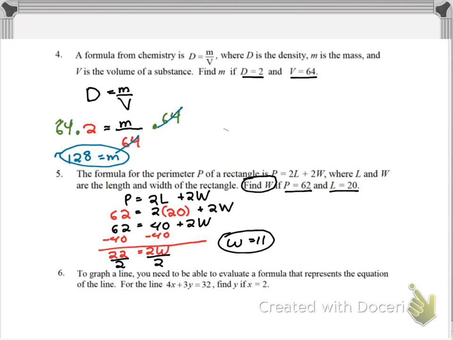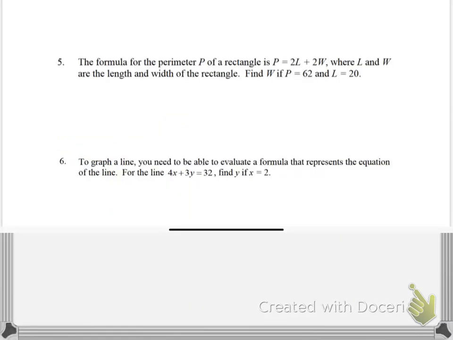Okay, let's do one more example. Okay, so we're going to do number 6 here. It says to graph a line. Let's see, let's do it on this page. To graph a line, you need to be able to evaluate a formula that represents the equation of the line. For the line 4x plus 3y equals 32, find y if x equals 2. So let's write our equation down here.